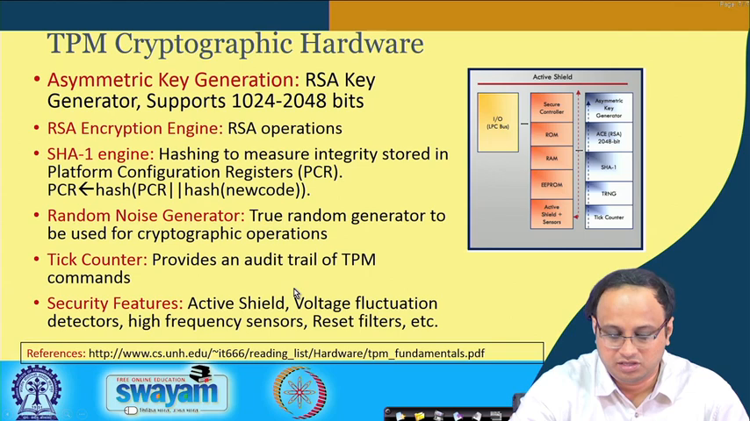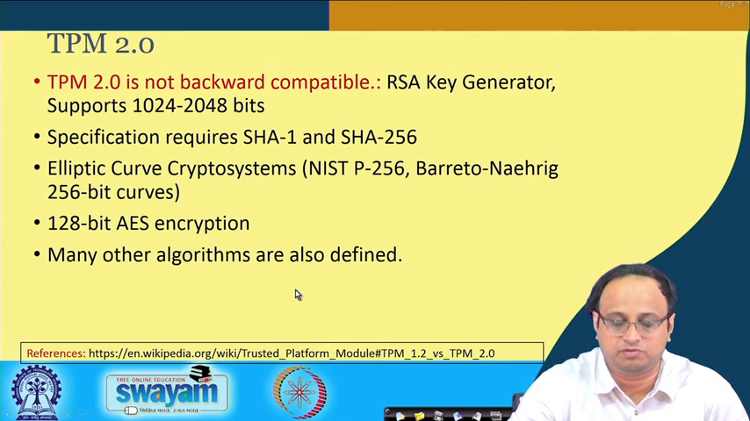Having said that, TPM is also upgrading. The one I told you about before was TPM 1.2, which is getting upgraded into TPM 2.0. Note that TPM 2.0 is not backward compatible, but it comes with many other algorithms. For example, it supports not only RSA, but also elliptic curve cryptosystems, which support NIST P256 and Barreto-Naehrig curves. These are different forms of curves, which we will probably see some of in our future classes.